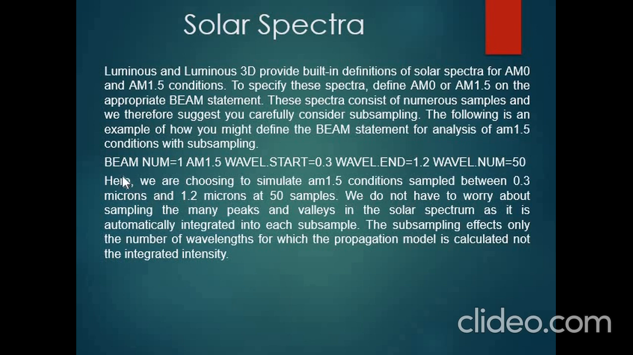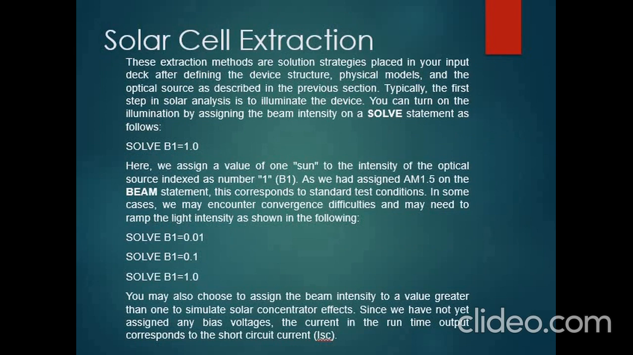Beam number one applied to a terrestrial solar cell is AM 1.5, and the wavelength starts at 0.3 micrometer, that is 300 nanometer, and ends at 1200 nanometer, and I have sampled the wavelength in 15 samples, and this will help you to apply a beam of light on the solar cell you have designed. Okay, and now comes to the solar cell extraction.